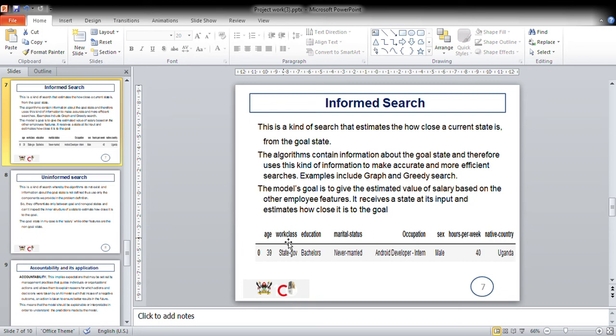So as my client, or the employee, goes ahead to feed in information, that will be the current state of the model. So the current state is based on what is being fed into the machine or the model, and then the goal state is what the model is actually expected to make a decision on, and that is the salary.